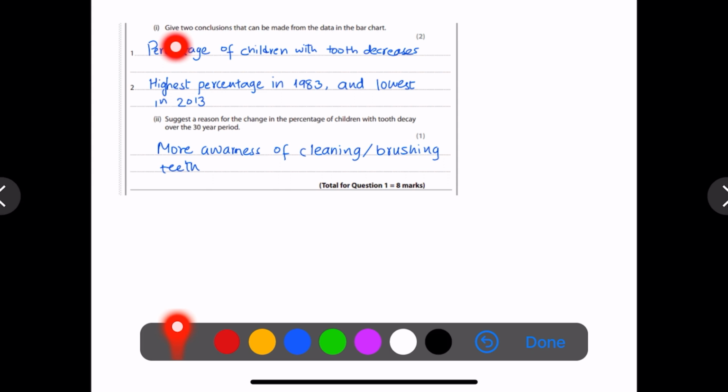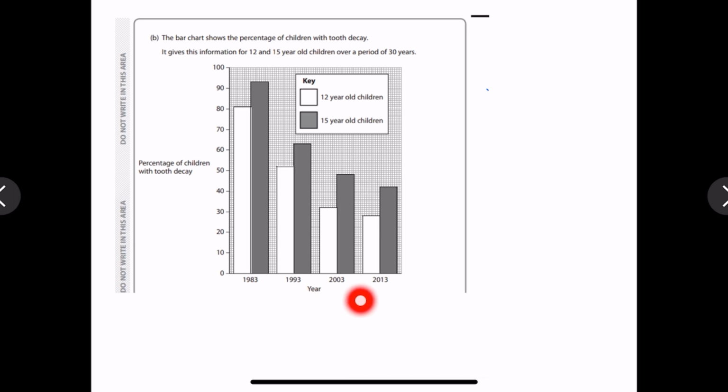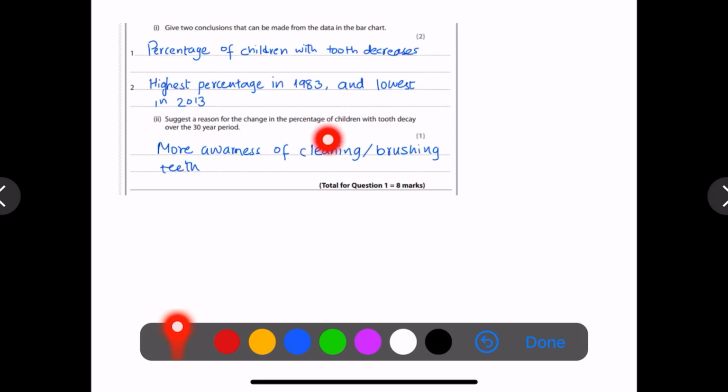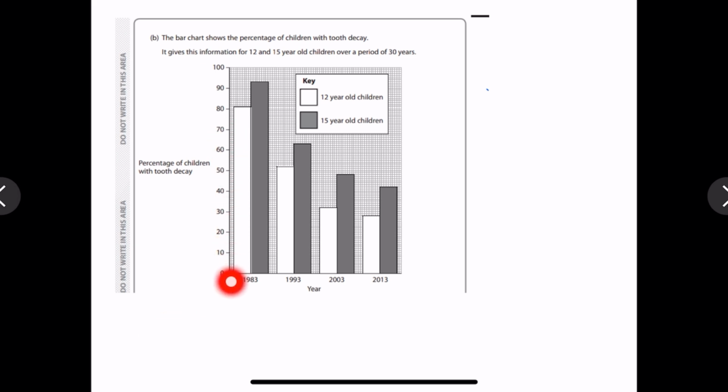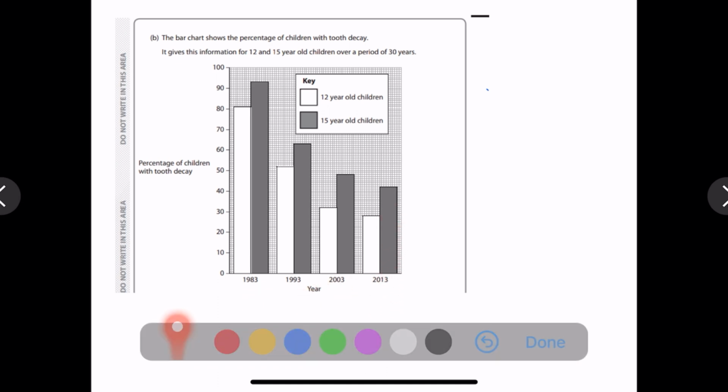The question says give two conclusions that can be made from the data in the bar chart. First information is, as the years are passing, the percentage of children with tooth decay is decreasing. And secondly, the highest peak is observed in 1983 and the least percentage is observed in 2013.